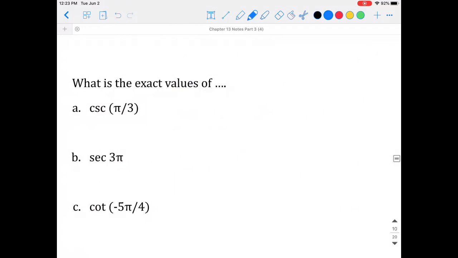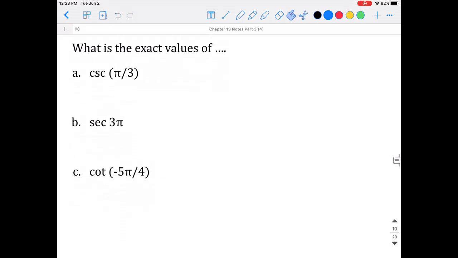Let's look at a few more examples. So what are the exact values of? Our first example, we have the cosecant of pi over 3. Pi over 3 is in the first quadrant, and if our denominator is 3, that means we have a reference angle of 60 degrees, which makes our corresponding point on the unit circle 1/2, comma, radical 3 over 2. Because we're taking the cosecant, that is the reciprocal of sine. So cosecant of pi over 3 is the same as 1 over sine of pi over 3.